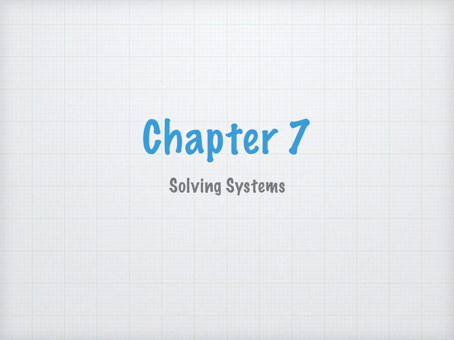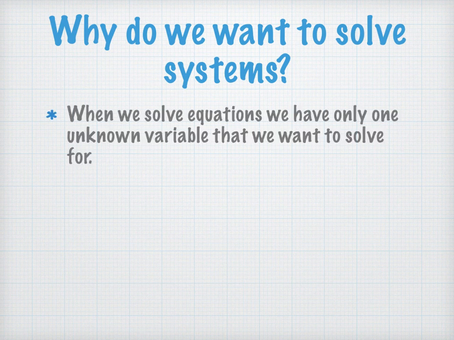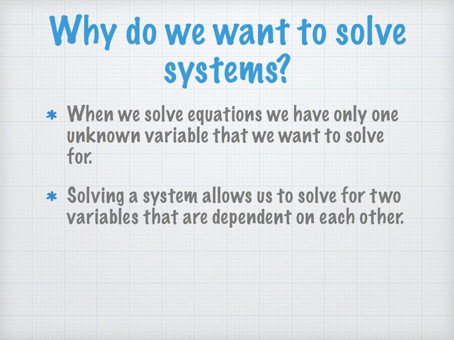In Chapter 7, we will talk about solving systems. So why do we want to solve systems? When we solve equations, we only have one unknown variable that we want to solve for. Solving a system allows us to solve for two variables that are dependent on each other.